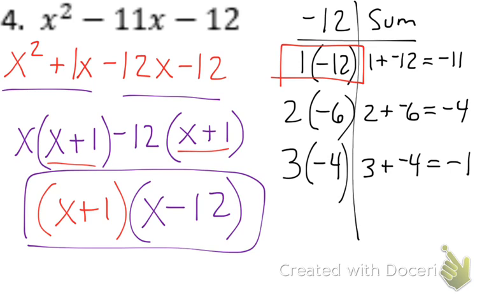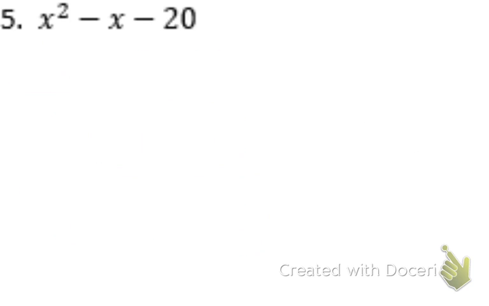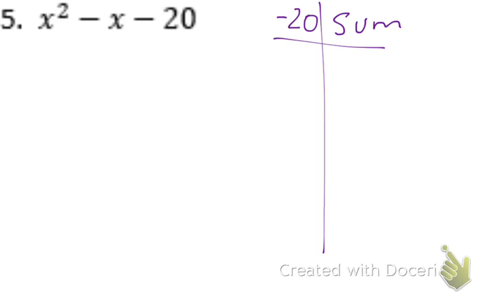Distribute twice, combine like terms to check your answer. Alright, different number here. We've got two. GCF of 1, a times c is negative 20. We're looking for factors of negative 20 that add up to negative 1. So my sum needs to be negative. So the bigger number needs to be negative.